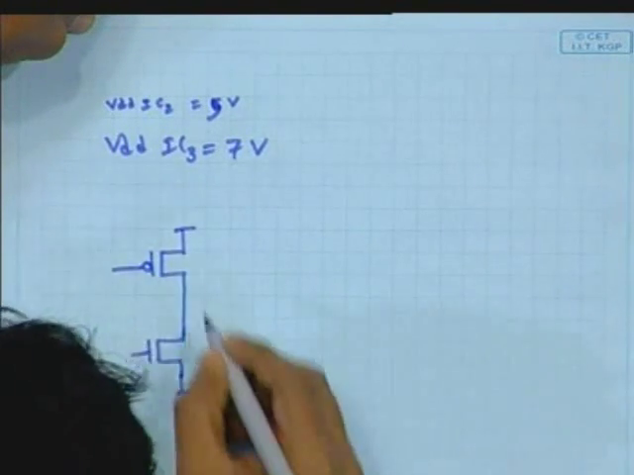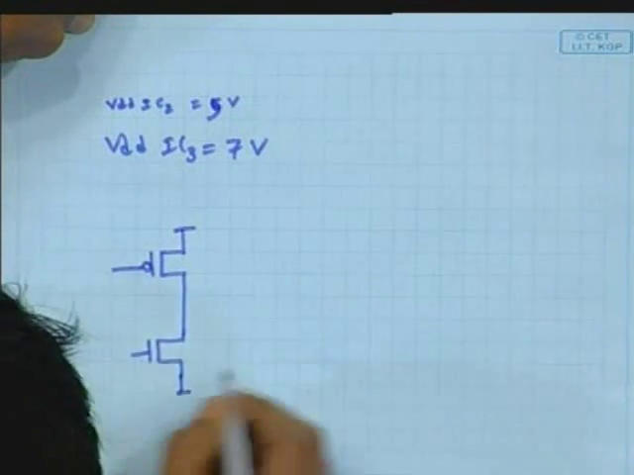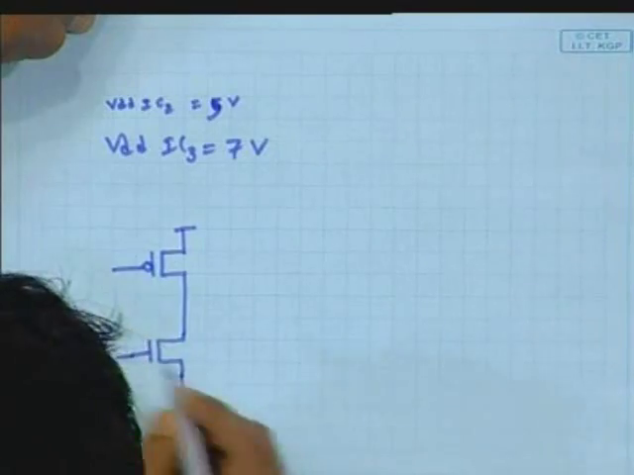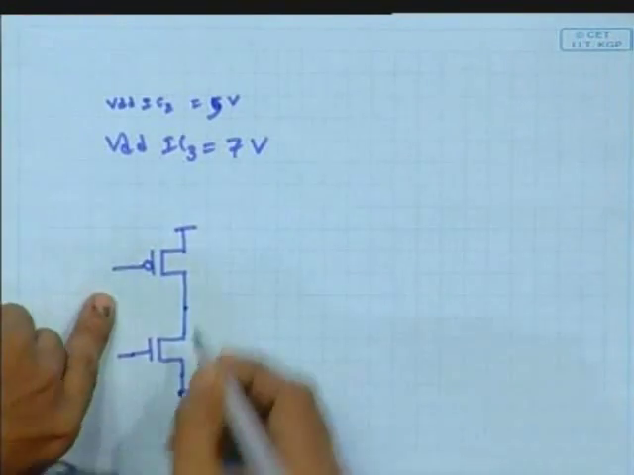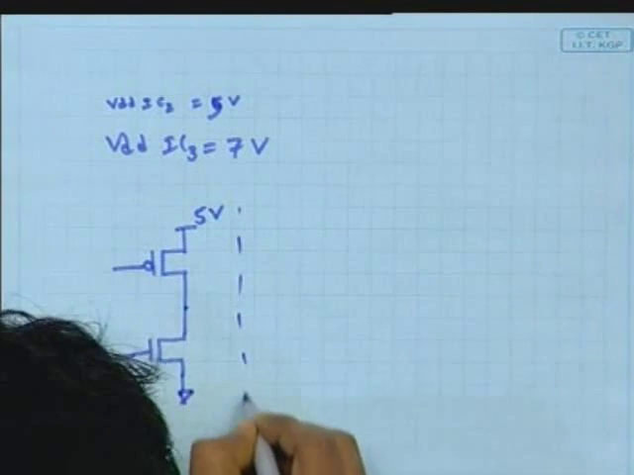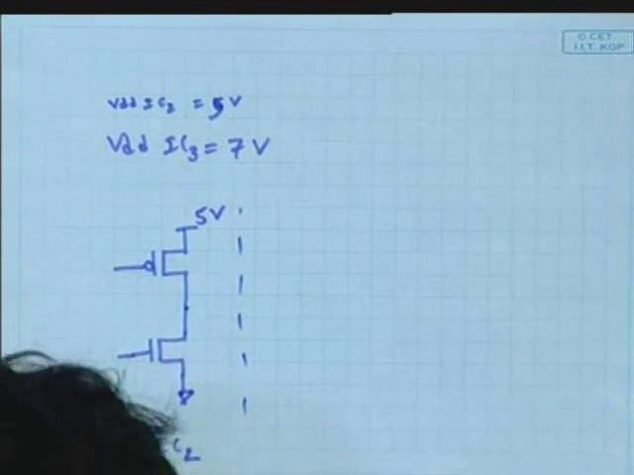This is a simple push-pull. This is the PMOS, this is the NMOS. Consider this is 5 volt, in part IC2.